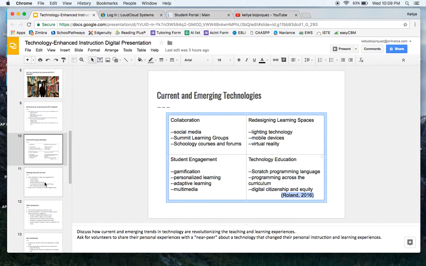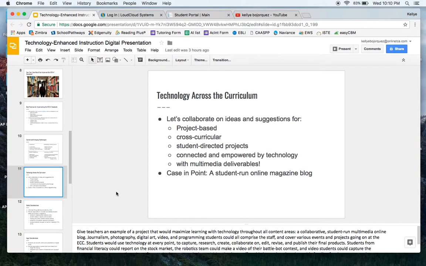And we could definitely relate to those. And then I wanted to give my fellow teachers an opportunity to talk about technology across the curriculum and collaborate on ideas that are project-based, cross-curricular, student-directed, connected and empowered by technology with multimedia deliverables.